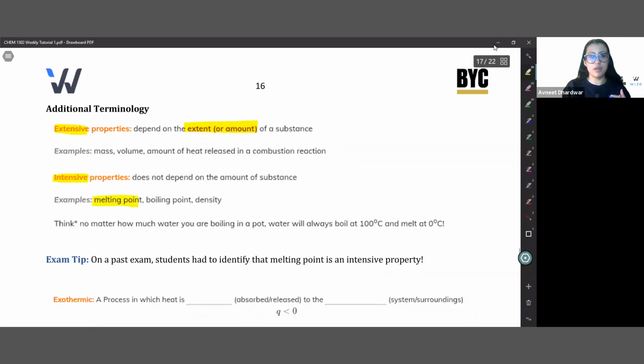Okay, and on a past exam, students had to identify whether melting point was an extensive or intensive property. So it was a question that said, which of the following is false? Melting point is an intensive property was one of those. So you'd have to say, okay, then that's actually true. Melting point is intensive. It doesn't matter how much water you have. Its melting point isn't going to change. So melting point is an intensive property.